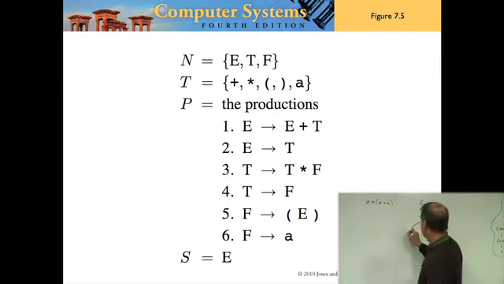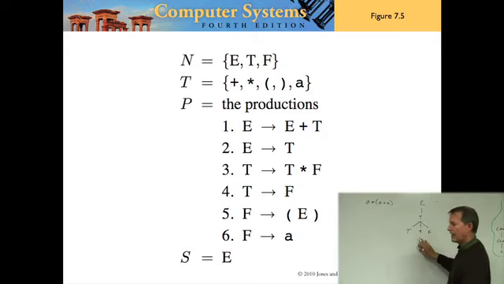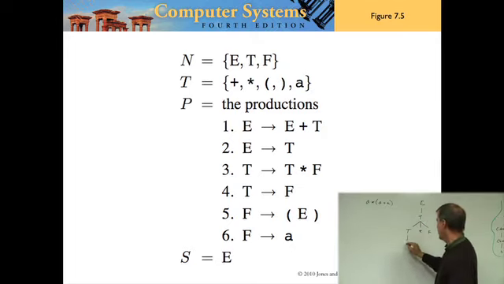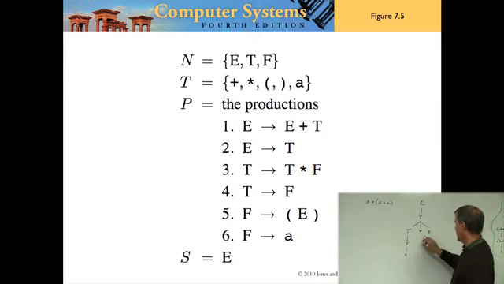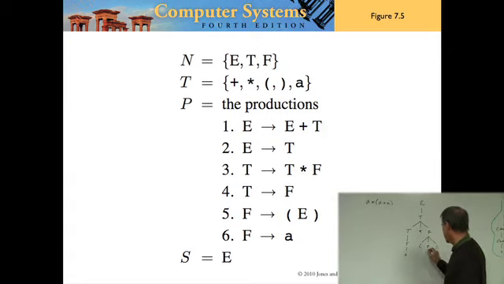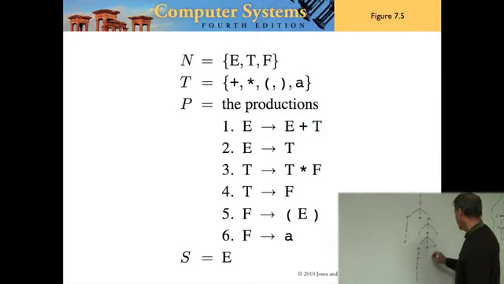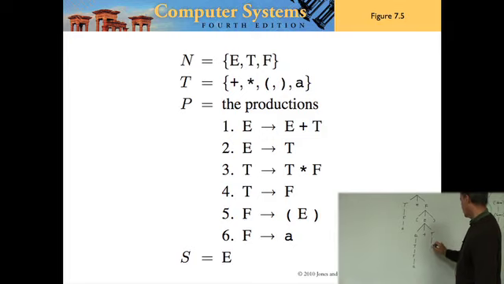Now notice here, T to F, and then what? This T to F, and then F to A. And this F will go to what? Parentheses: F will go to left paren, E, and then right paren. And then this E will go to E plus T, so this will go through the same steps again. So this would be E plus T, E goes to T, T goes to F, F goes to A, and this T will go to F, which will go to A.